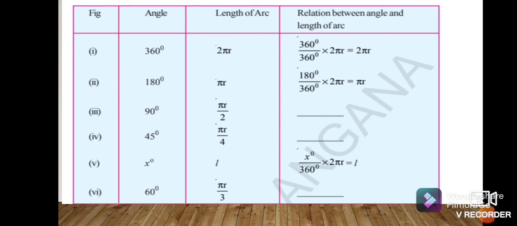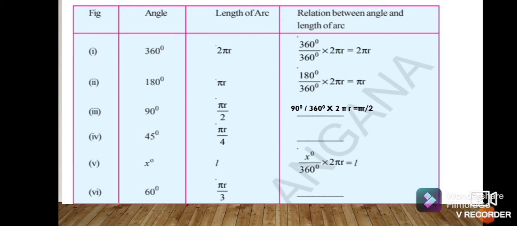Okay, children. Here pi r is the length of the semicircle, and 180 degrees is the angle that arc makes with the center. That is, we are just obtaining a relation between the angle and the length of the arc. Just see carefully. Now the next one is 90 degrees, and we are getting pi r by 2. How? Simply you can write 90 by 360 into 2 pi r. Then only we get pi r by 2.